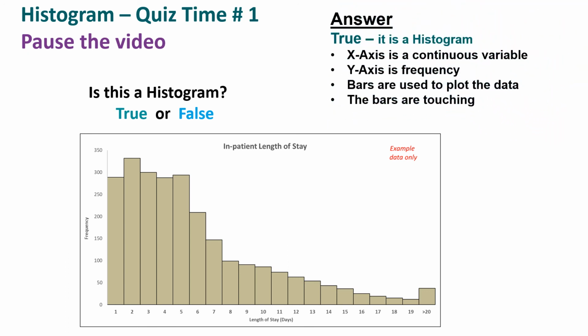Okay, the answer is true. This is a histogram. The reason why is when you look at the x-axis, it's using continuous or variable data. The y-axis is a frequency. They're using bars to plot the data and the bars are touching. So this is a histogram.